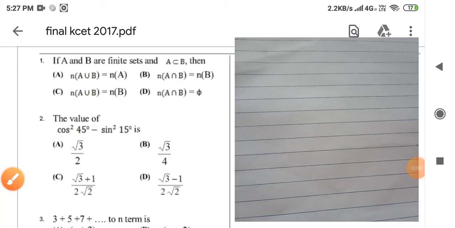Hi dear students. Today we are discussing the Karnataka CET paper 2017. This is just a practice for the last minute preparation of Karnataka CET. Do you know why it is?